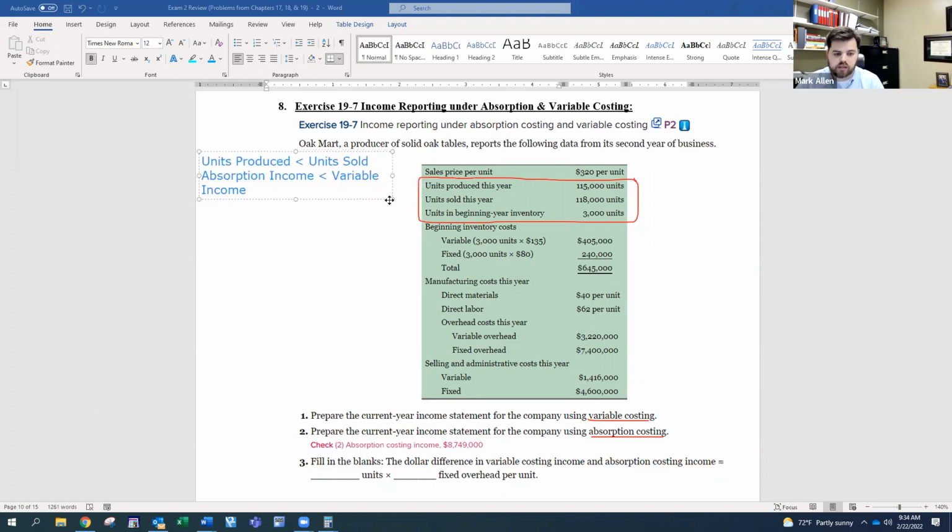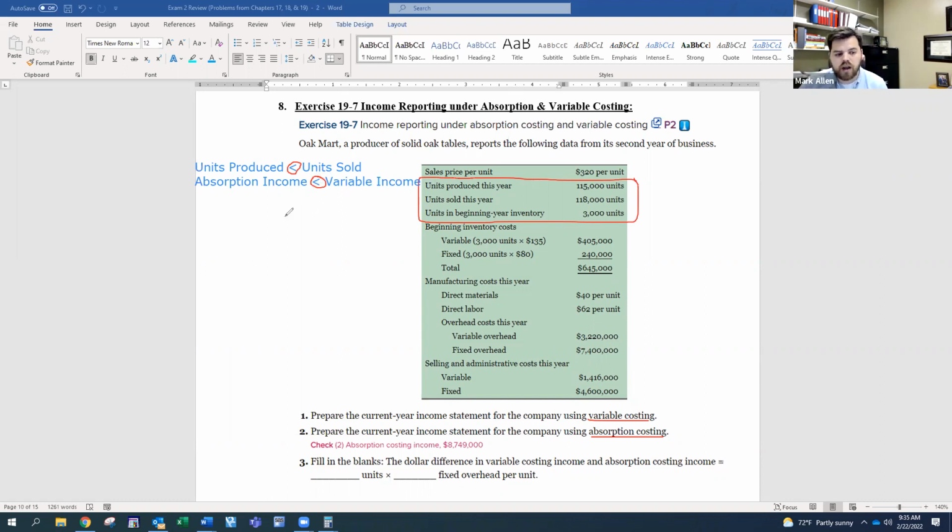And here's how I remember this. This is the only way I can keep it straight myself: always put this in terms of absorption income to variable income. Because here, you're taking that sign and it's staying in the same direction. So units produced less than units sold, absorption income will be less than variable income. If units produced were greater than units sold, then absorption income should be greater than variable income.